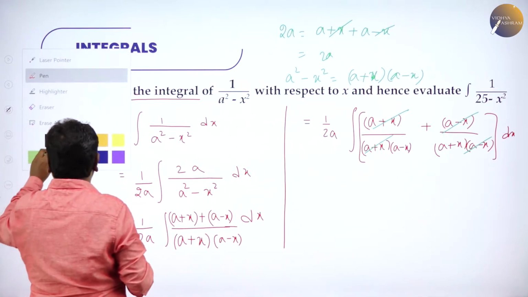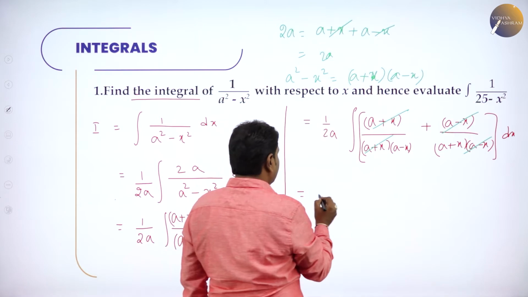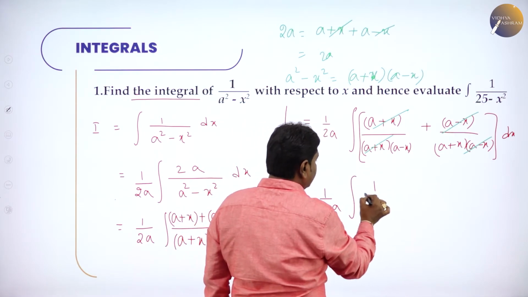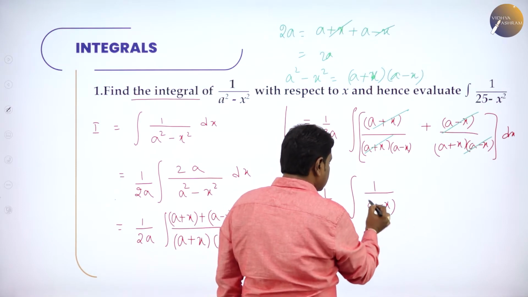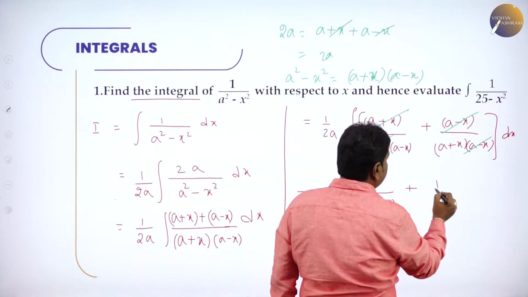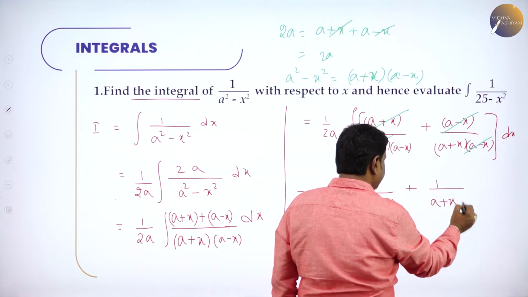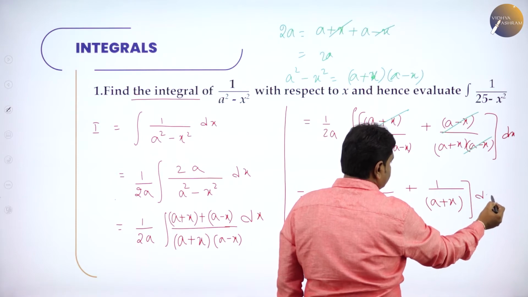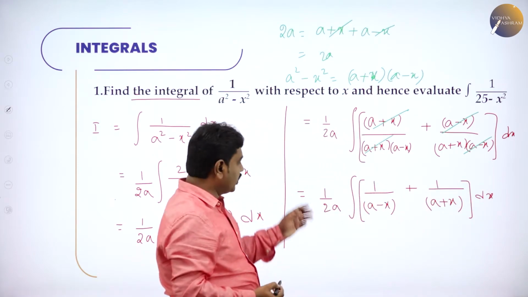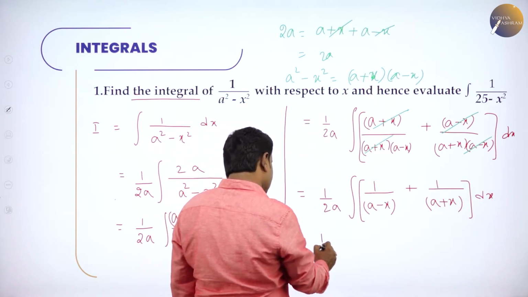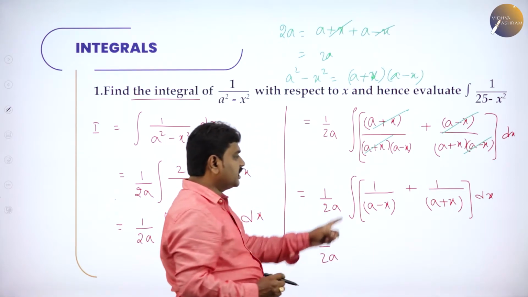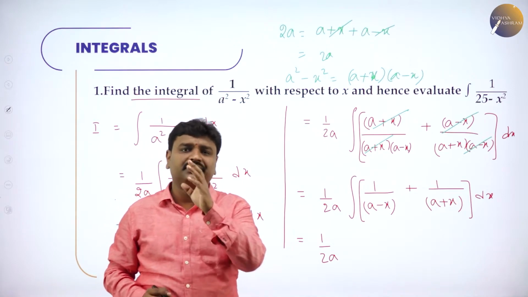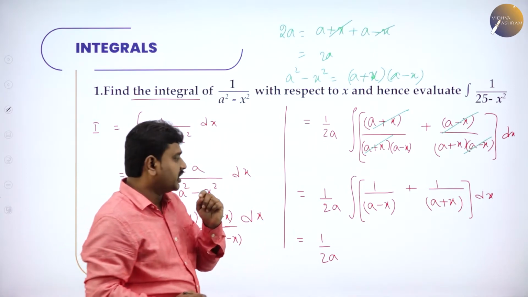So further we have 1 by 2a, integral of 1 divided by a minus x plus 1 divided by a plus x, with respect to what? dx. With respect to dx. And this 1 by 2a is a constant which is present outside. Integration of 1 by a minus x. All of you know, integration of 1 by x is log x. Integration of 1 by x is log x.